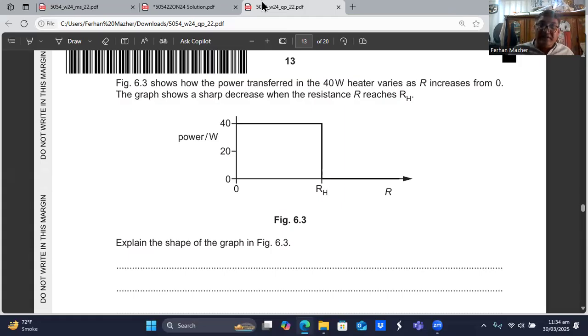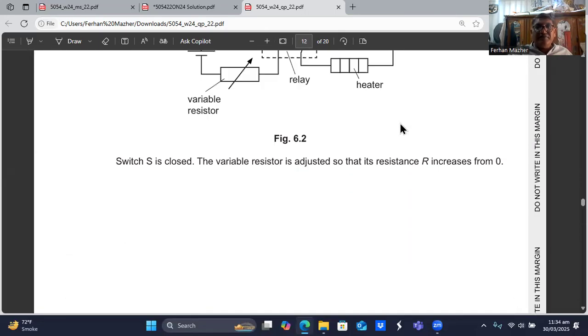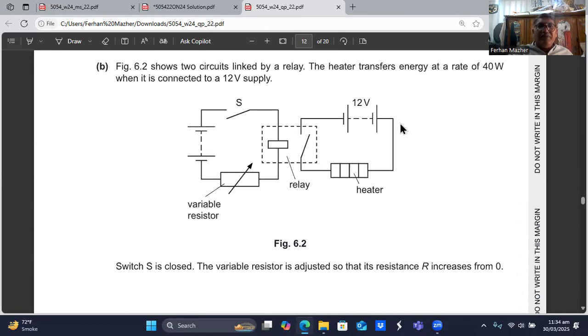You see, when you are increasing the resistance of that variable resistor, it will affect the current flowing through. So basically, what is happening? You are increasing the resistance of this variable resistor, so the resistance of this circuit will increase, and the amount of current coming from the battery will gradually decrease.